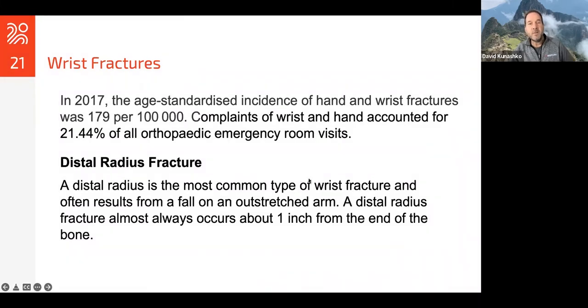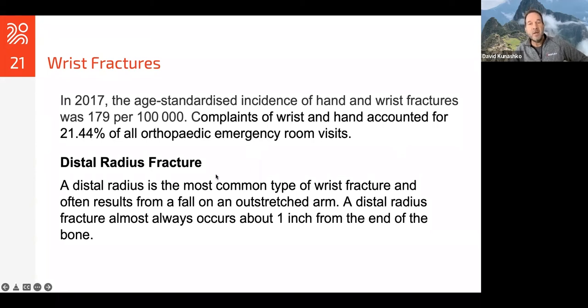So let's talk a bit about wrist fractures. The figures I looked at, 2017 was the most up-to-date ones I could find, is that the incidence of hand and wrist fractures was around 179 per 100,000 in the general population. And 21.44% of all orthopedic emergency room visits had to do with wrist and hand complaints, whether it was a fracture, a sprain, or an injury of some sort. So that's a fair amount.